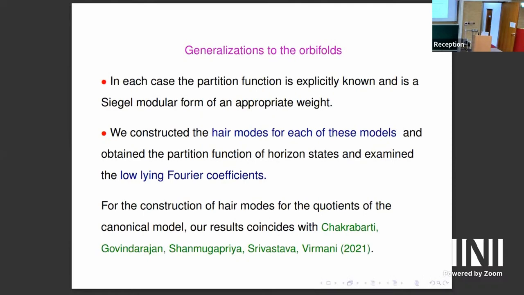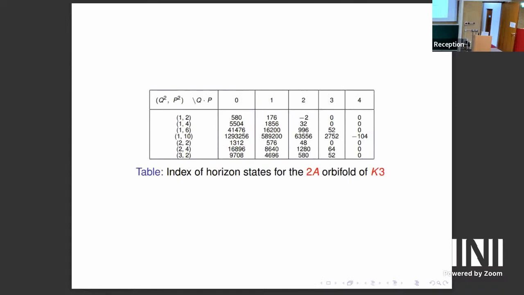So of course these things can be generalized to other orbifolds. Recently, I haven't worked on it for a few years actually, but in 2021 we generalized these constructions for all the other orbifolds for which we had explicit elliptic genera, and at least for the construction of the hair we found an agreement with the paper which came a couple of weeks before us. But we went a little further. We actually calculated the positivity and showed it's positive.